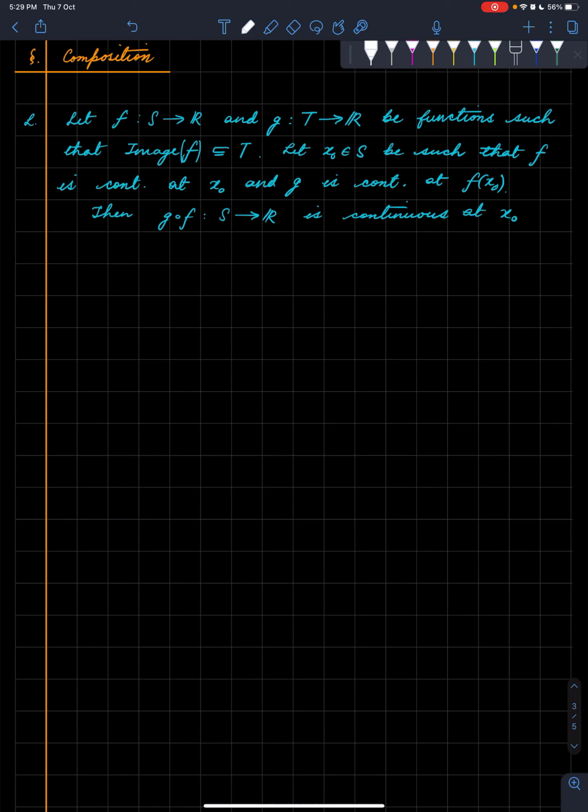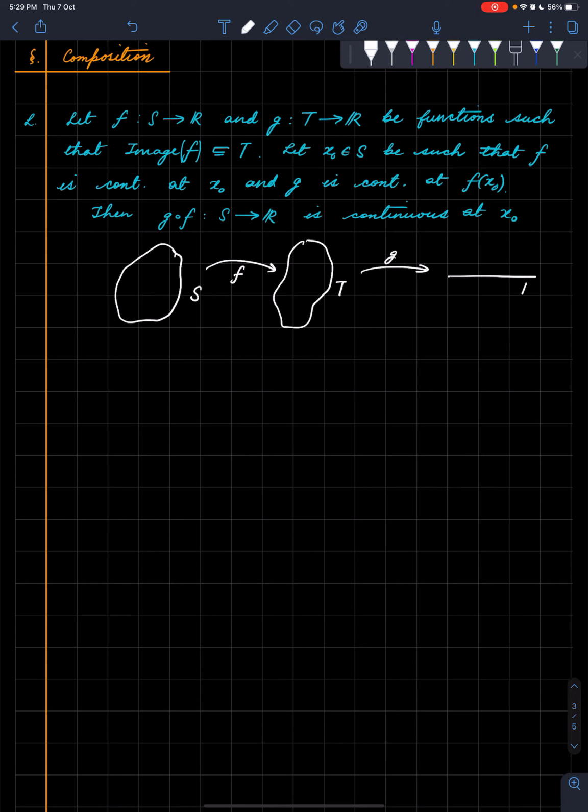Let me draw a schematic diagram. Let this denote S and this denote T. F is taking everything in S inside T. That is what this condition is saying. And this is g, which is mapping to the real numbers. Even though I have drawn blobs, these blobs are really subsets of real numbers. And we have a point x0 where f is continuous. This is f of x0, where g is continuous. And the claim is that this composite is continuous at x0.